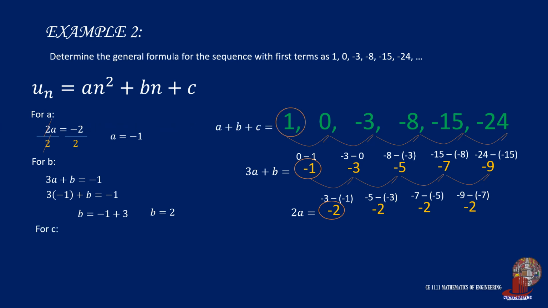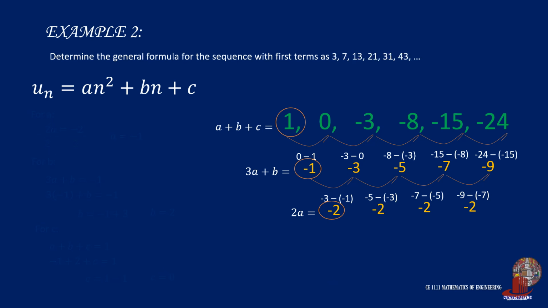For c, the expression a plus b plus c is equated to the first term of the sequence. So the resulting equation is a plus b plus c is equal to 1. And by substituting the values of a and b makes it -1 plus 2 plus c is equal to 1. Simplified as c is equal to 1 minus 1, or that is c is equal to 0. By placing all values of a, b, and c into the equation, we get -1 n squared plus 2n plus 0, which can be shortened as -n squared plus 2n.